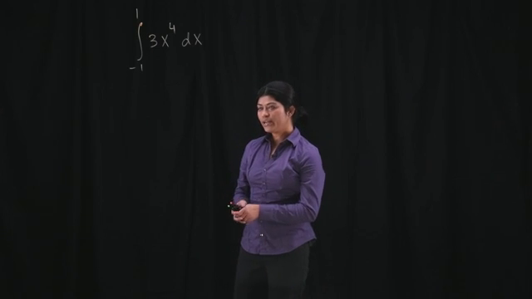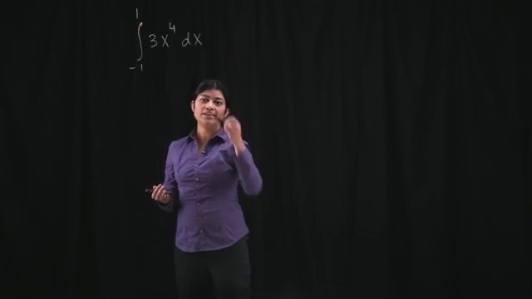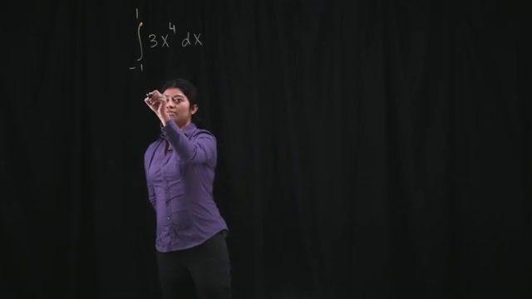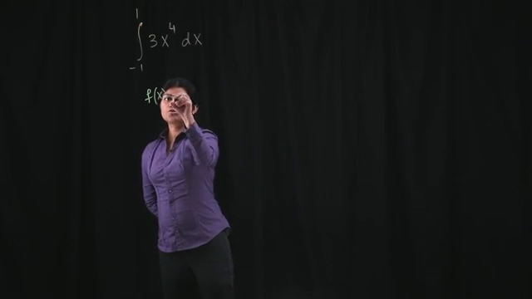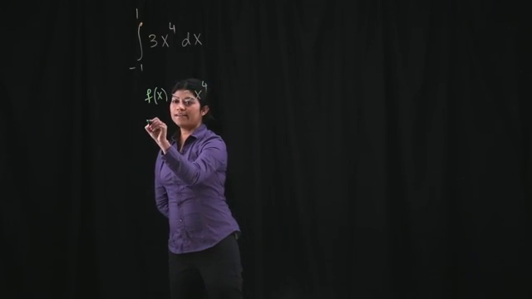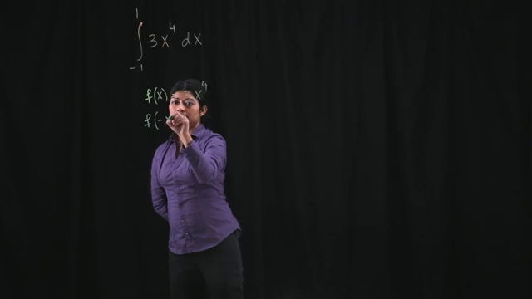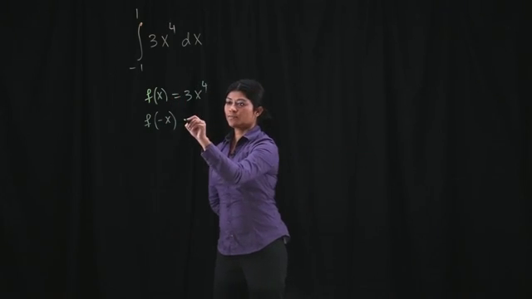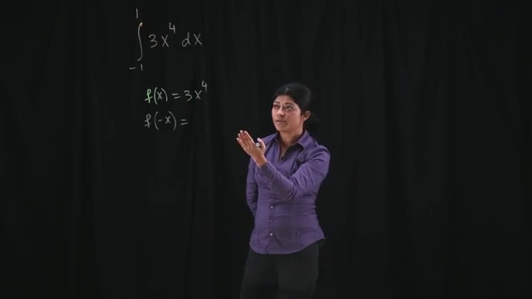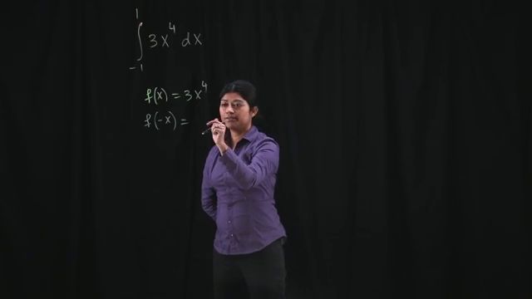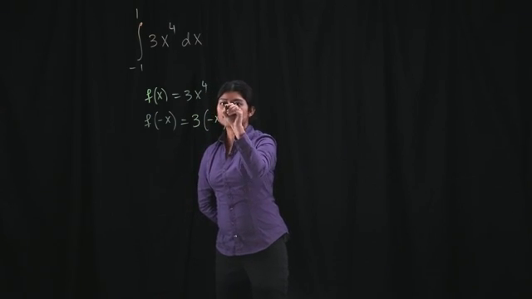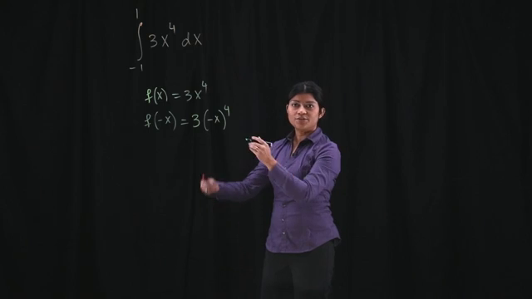So first, we have to figure out if this function is an even function or an odd function. So remember how we do that. Our function is 3x to the 4th. So what we do is we plug in -x for x, which means you just plug in -x wherever there is an x in the expression. So the expression is right here, right? So instead of x to the 4, you plug in (-x) to the 4 and see what we get.